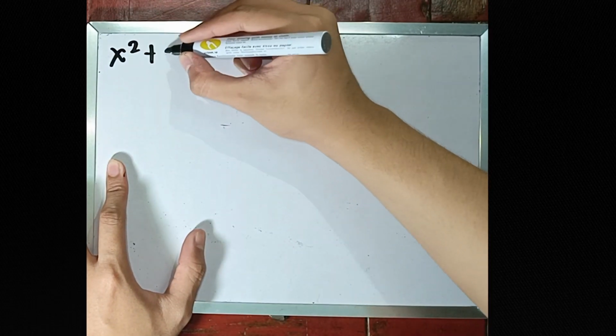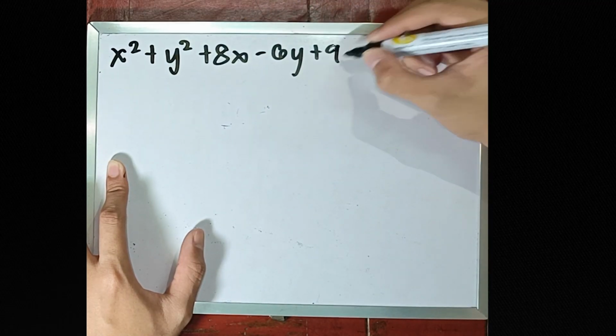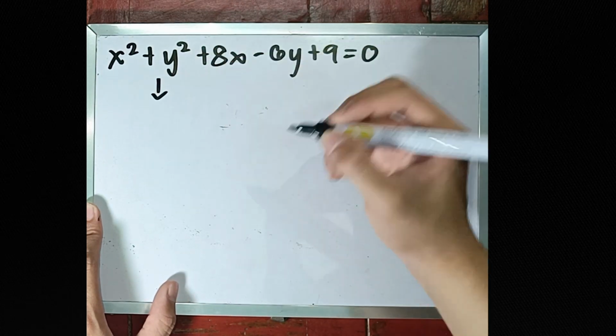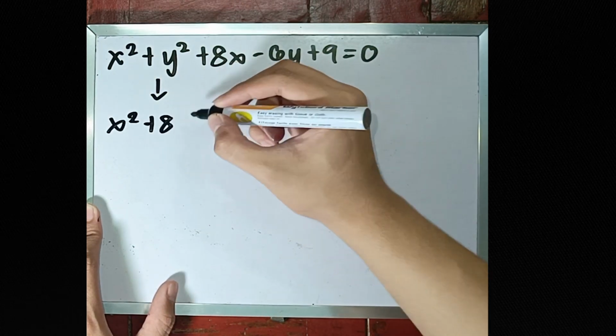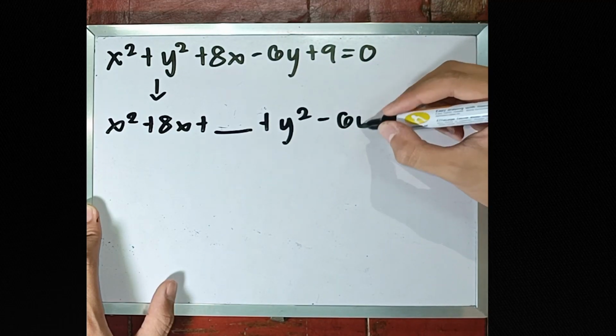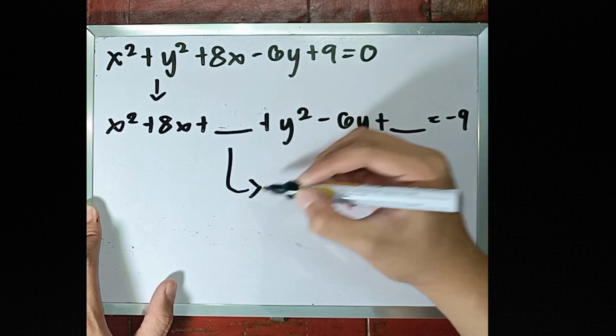So we were given an equation: x squared plus y squared plus 8x minus 6y plus 9 equals 0. First thing we should do is separate the x and the y terms. It will be x squared plus 8x plus blank plus y squared minus 6y plus blank equals -9. So what should we do first to complete the square?